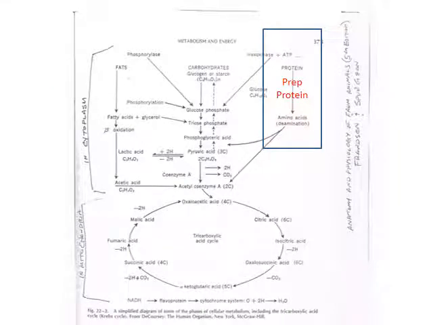So protein prep over here, we're taking whole proteins, we break them down into amino acids, we take the ammonia off, that goes that way, and then all the parts are going to feed in where is most appropriate for a piece of that size. So either into glycolysis right here or directly into the TCA cycle.